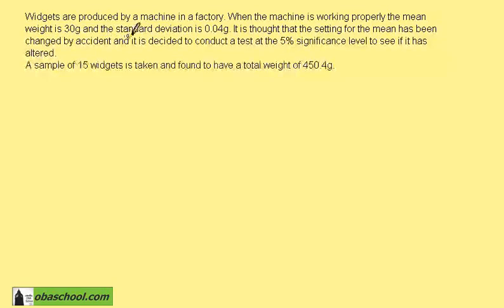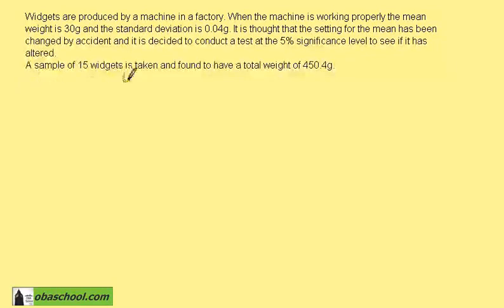Widgets are produced by a machine in a factory. When the machine is working properly, the mean weight is 30 grams and the standard deviation is 0.04 grams. It is thought that the setting for the mean has been changed by accident, and it is decided to conduct a test at the 5% significance level to see if it has altered.